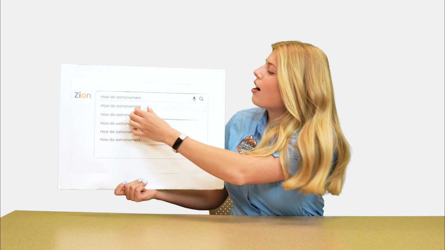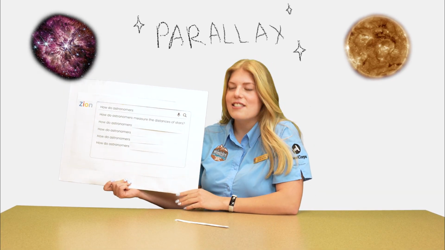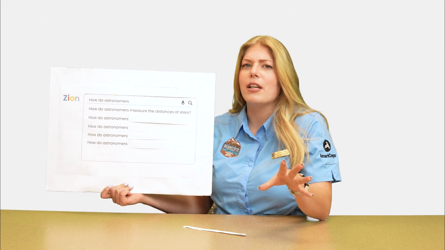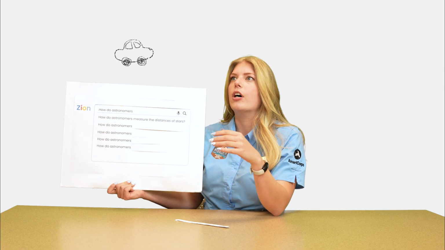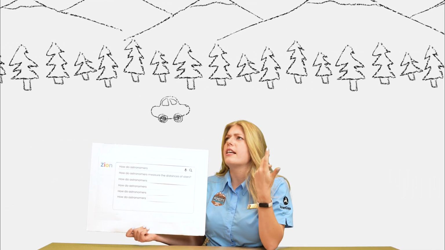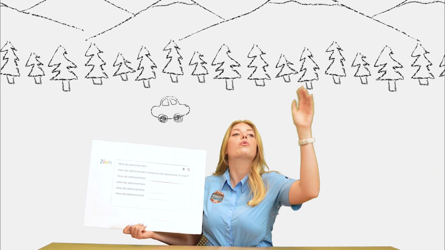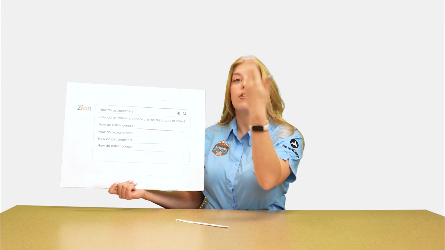How do astronomers measure the distances of stars? We actually use a phenomenon called parallax to measure the distances of stars. And parallax is something that you've probably noticed every day of your life. When you're driving in a car down the street, for example, you'll notice that things that are closer to you, closer to the road, like mailboxes and streetlights, seem to move by faster than things that are really far away, like clouds or mountains or scenery way in the distance. We can use that same idea to measure stars.